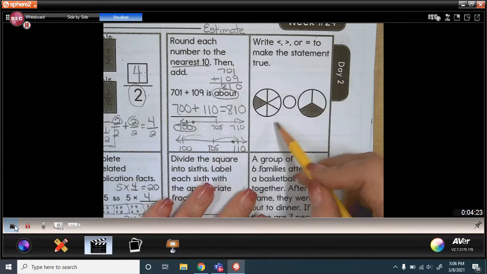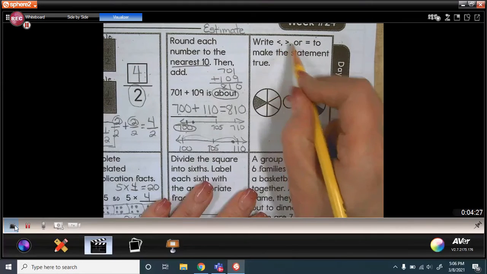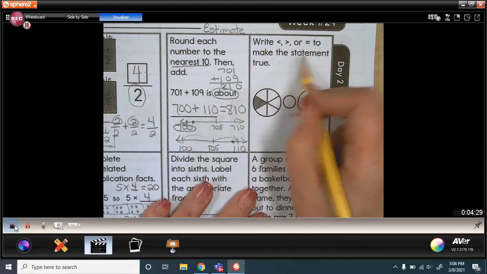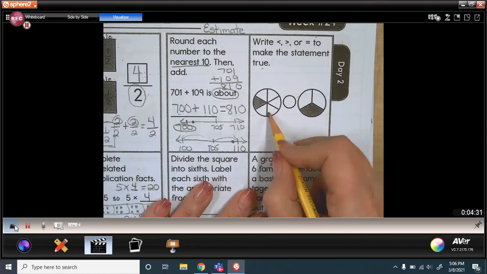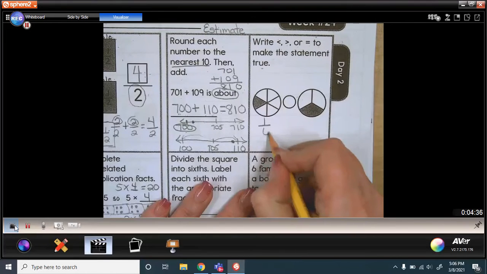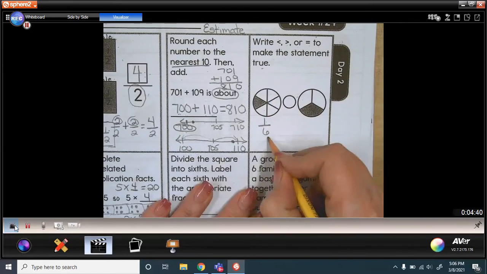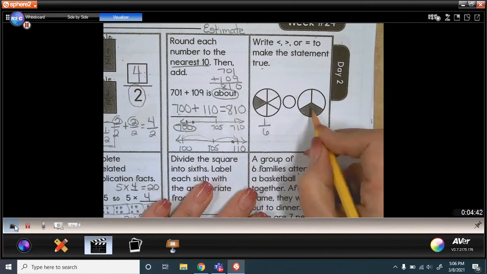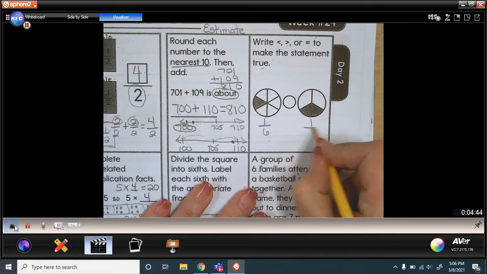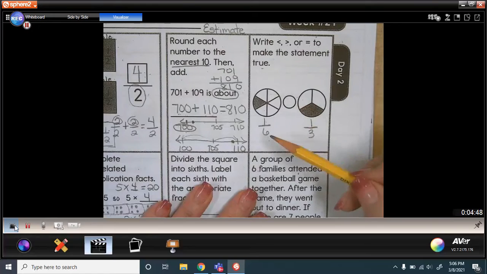Let's take a look at our fraction problem. They're asking you to use a less than, greater than, or equal symbol to make this statement true. So we want to know, is 1/6, because I have one shaded out of the 6 parts, this is going to be shaded one of the 3 parts. So again, it doesn't tell us to look at the shaded parts, but we're assuming that we're going to look at the shaded parts, right?